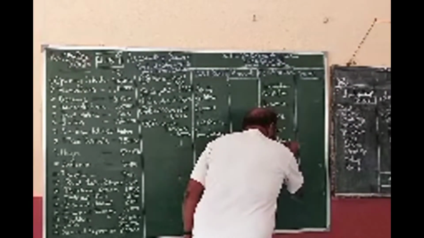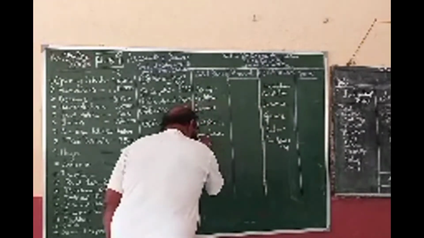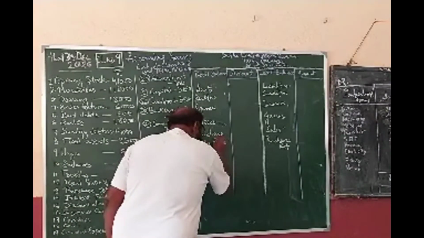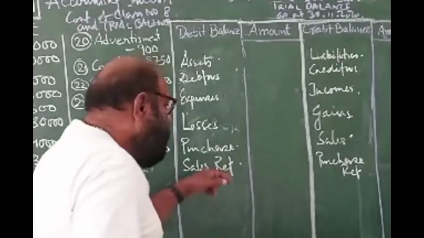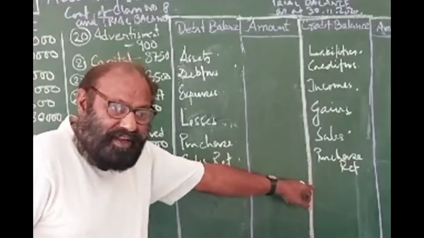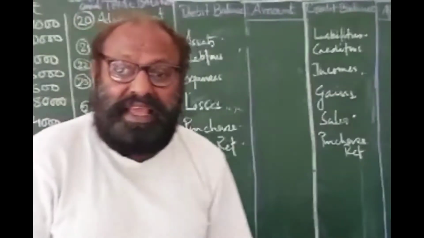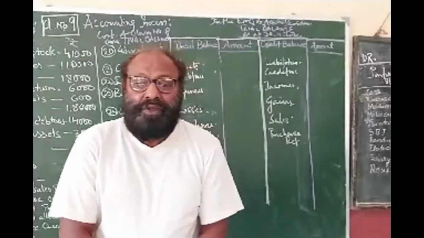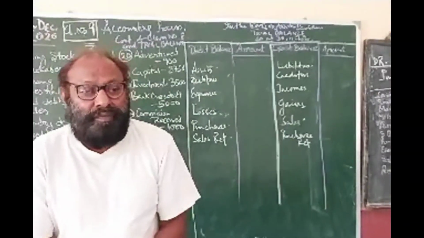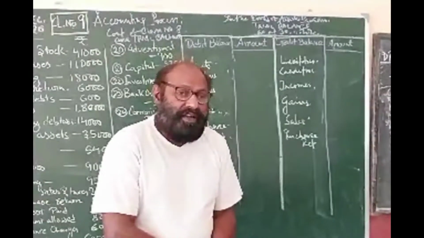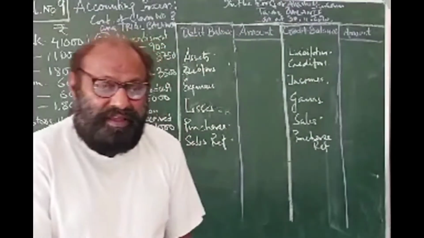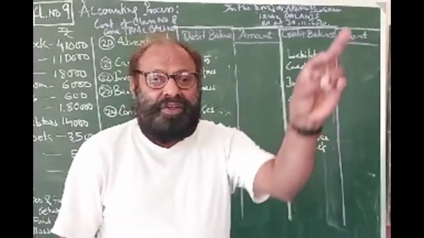Purchase return will be on the credit side, and here the sales return. When purchase is debit, purchase return will be credit. How? I am telling you. Just let me give you an example. Purchase goods from Mr. Romit. What will be the journal entry?